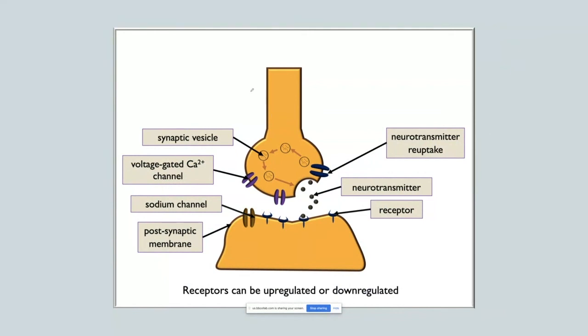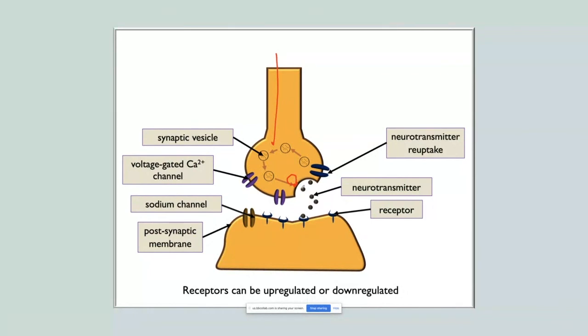Okay, we have here the synaptic vesicles. Okay, we have here the voltage-gated calcium channels. When the action potential reaches this point, these voltage-gated channels will open, calcium will enter, and calcium here is going to lead to the docking of the vesicles and the release of the neurotransmitters.